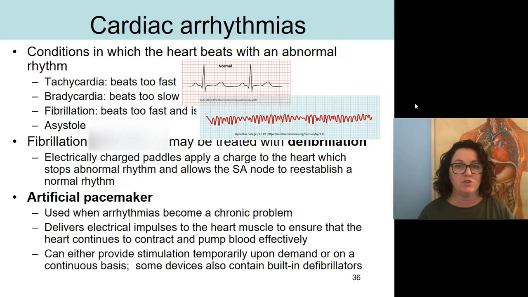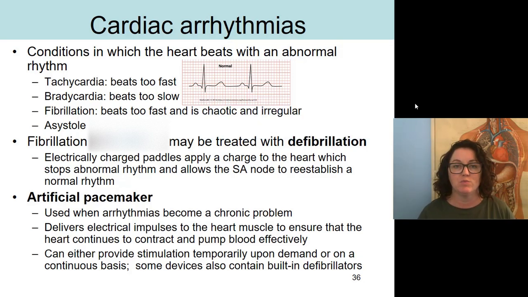Fibrillation is the heart beating too fast plus beating irregularly. So it's sort of like tachycardia with a bunch of other stuff happening that makes the heart contraction very uncoordinated. And this is not a good thing to have. Asystole is referring to the heart not beating. So asystole on an EKG looks like a flat line. Also, something you don't want.